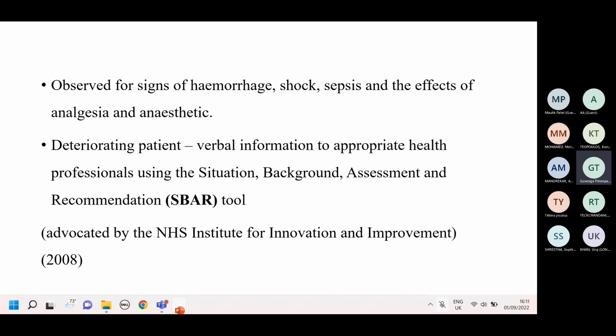In the ward setup, they used to have the sticker with the SBAR tool: situation, background, assessment and recommendation, where you need to document everything, right? This is usually done in wards here. This is very useful to detect the signs early in the post-operative period.